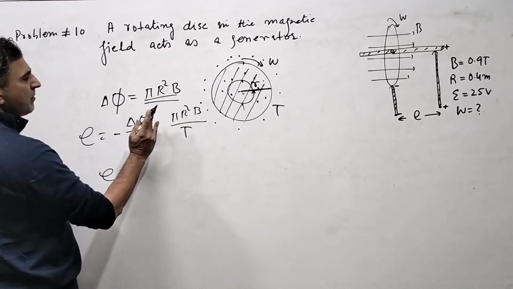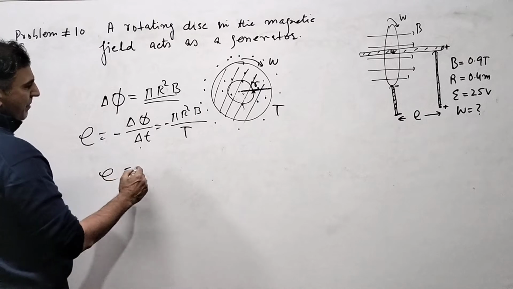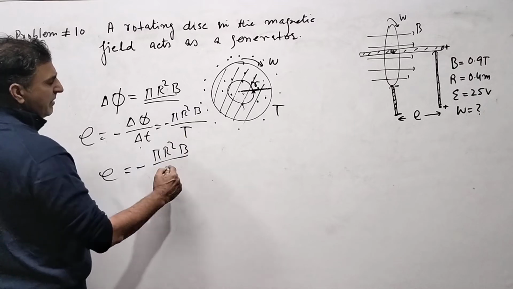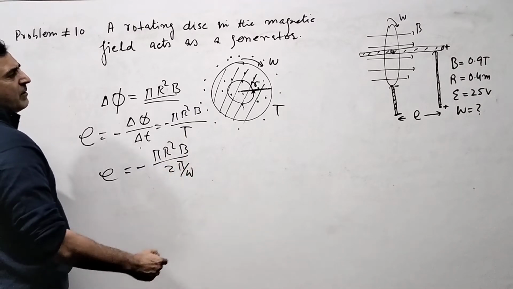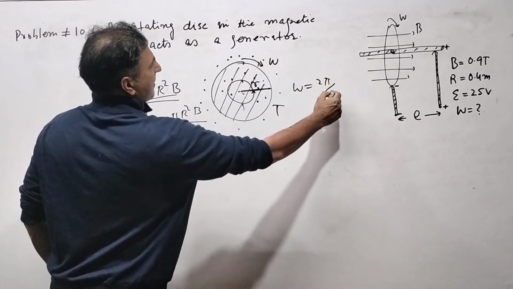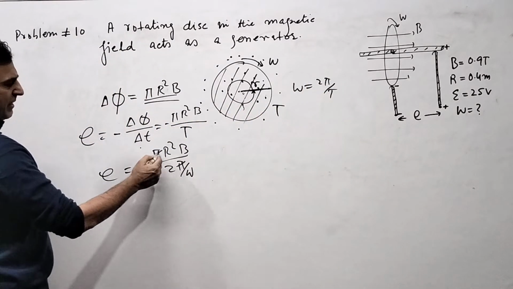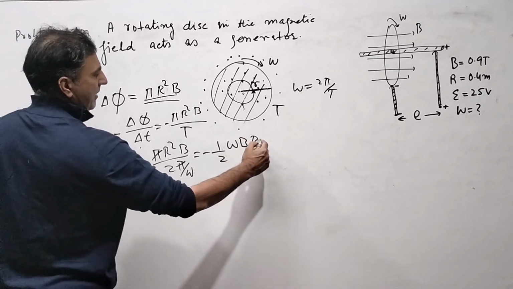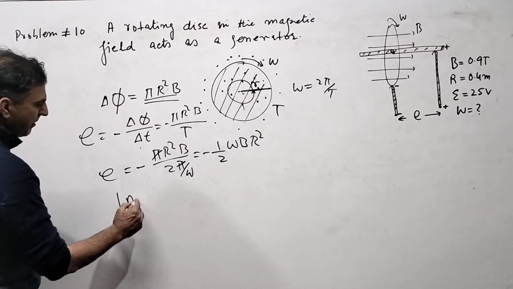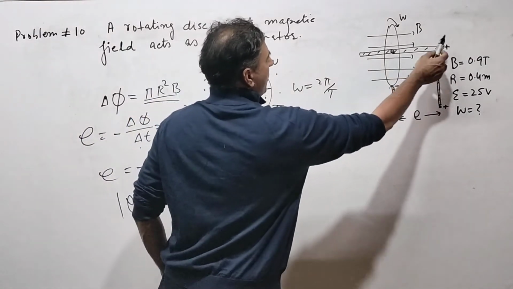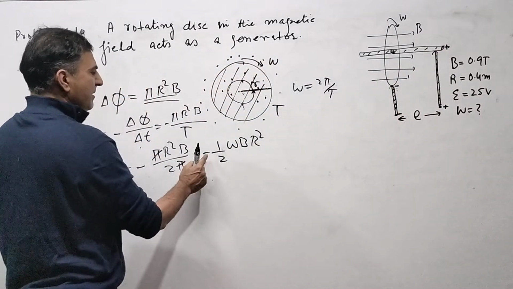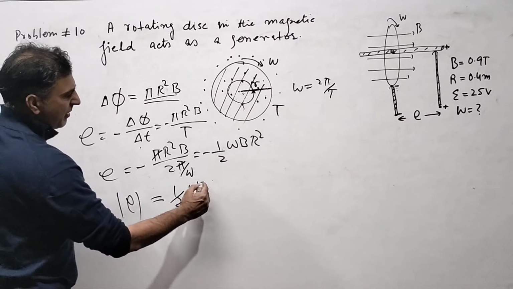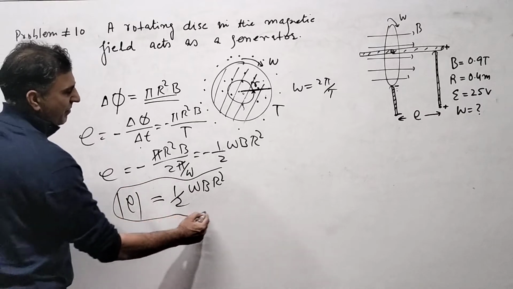So E equal to, that is the induced EMF, the potential difference in a way, that's pi r square B, what is T? That is 2 pi by omega, because omega is equal to 2 pi by T by usual definition. This cancels and it is minus 1 by 2 omega B into r square. So the magnitude of EMF, this negative gives the sense. Okay, but the magnitude is 1 by 2 omega B r square.